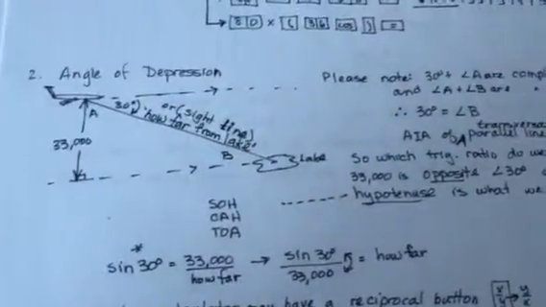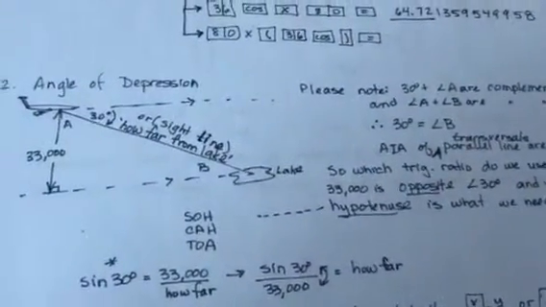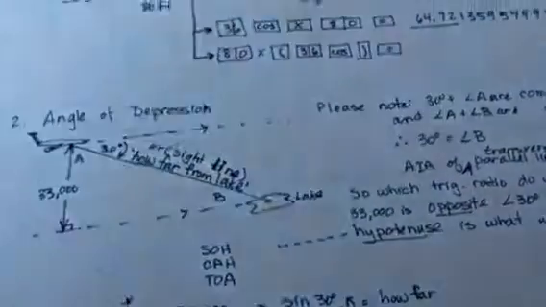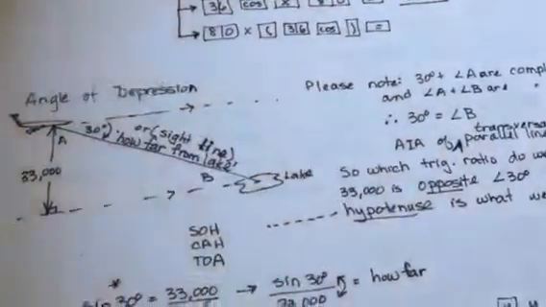Your next problem, example 2, is an angle of depression, and it shows an airplane flying at 33,000 feet.